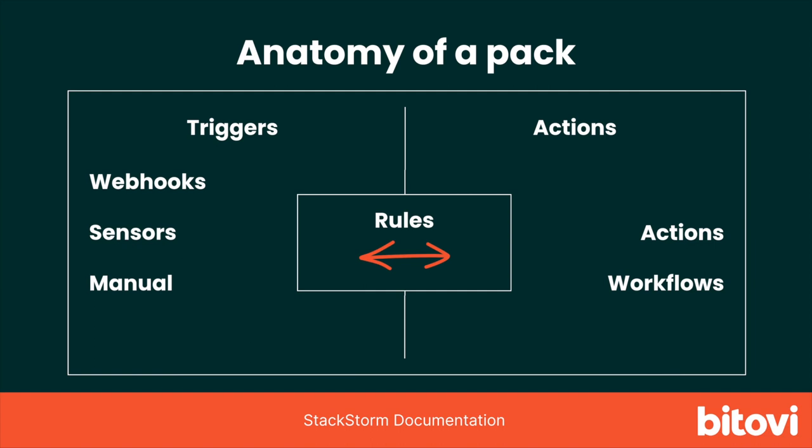Rules are what determine when an action happens. So if a sensor goes off, it doesn't matter what sensor goes off, the rule is going to look at the sensor and say, is this my sensor that I'm supposed to be acting upon? And if it is, what am I supposed to do to act on it? And when it does act on it, it's going to look towards actions and or workflows, and it's going to trigger whatever is defined within the rule.